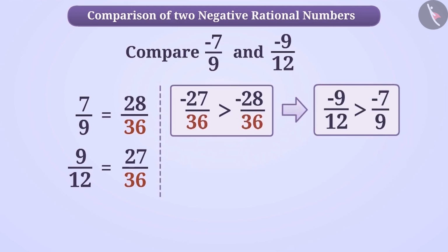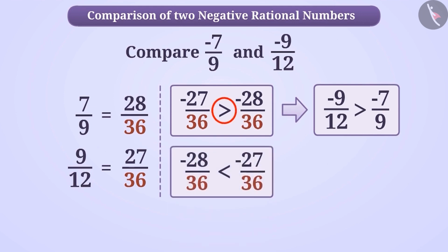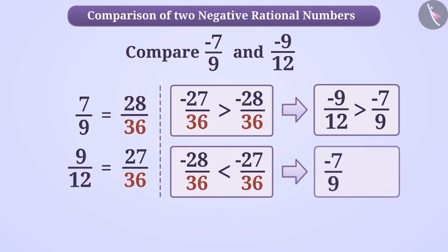Or, if we use the sign that is the opposite of the comparison sign, then we can say that minus 28 by 36 is a smaller rational number than minus 27 by 36. That means minus 7 by 9 is smaller than minus 9 by 12. In both situations, we come to know that minus 9 by 12 is the greater rational number and minus 7 by 9 is the smaller one.